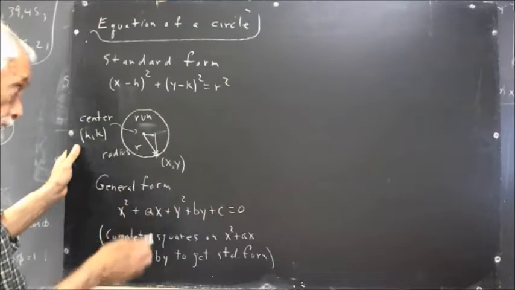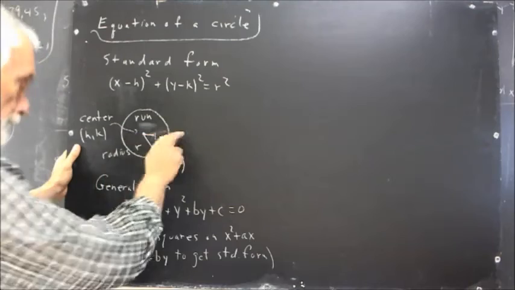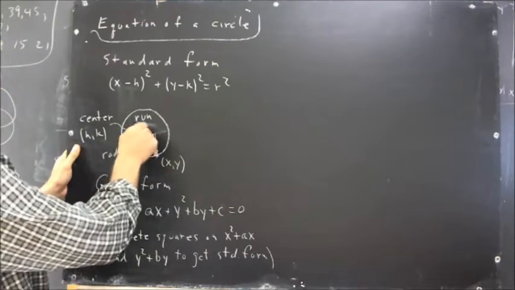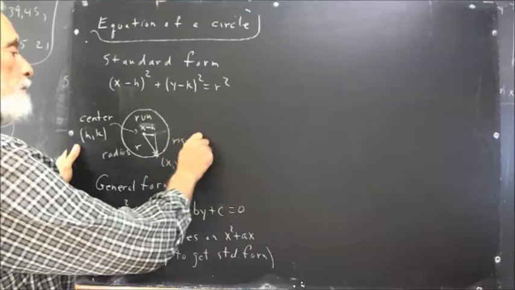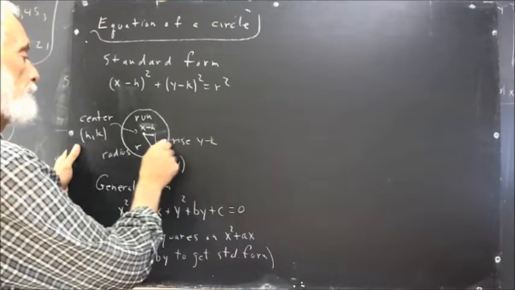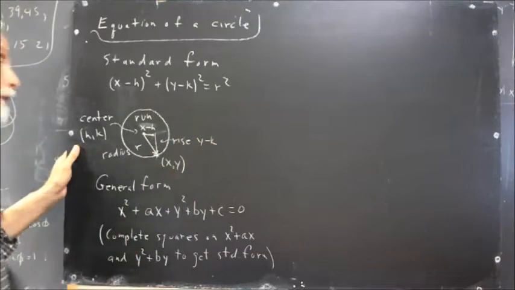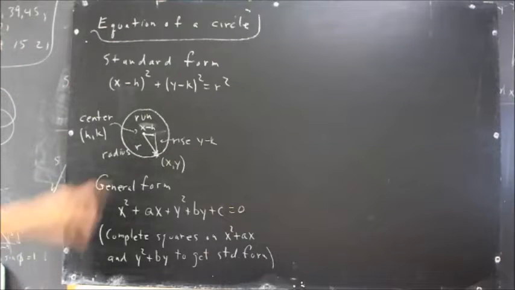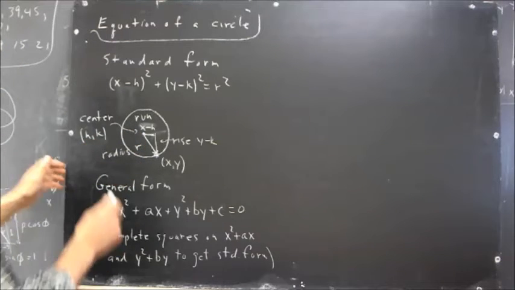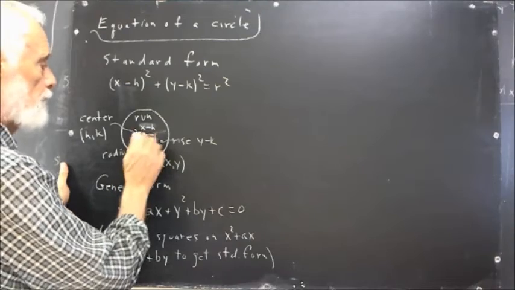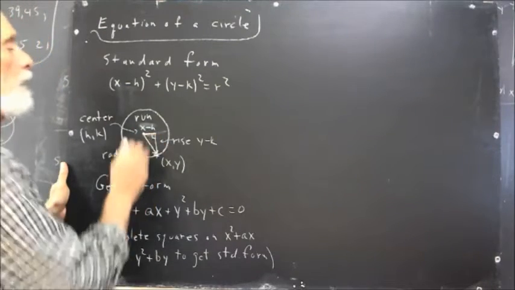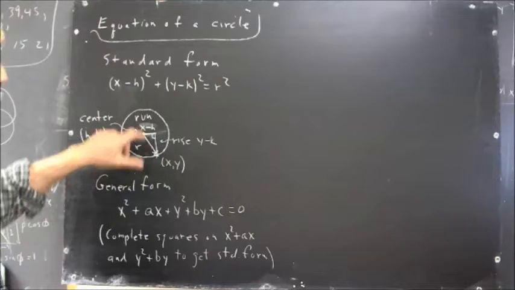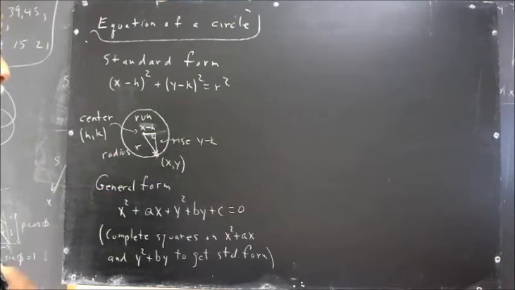And I said that completely wrong. The run is in this direction, it's x minus h. And the rise is y minus k. Again, difference in the y coordinates. So that we have a right triangle. I didn't do a good job of drawing a horizontal line here. Probably going to mess it up even more. Okay, we have this right triangle with r here, x minus h here, and y minus k here.